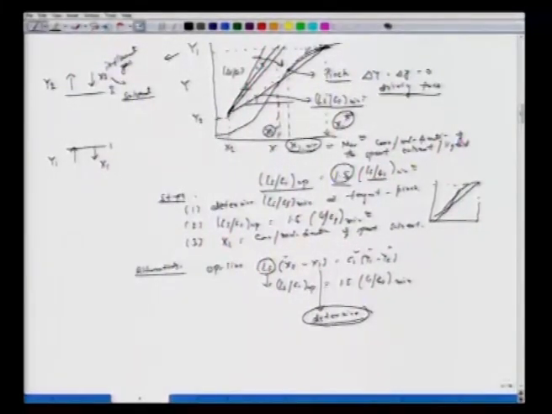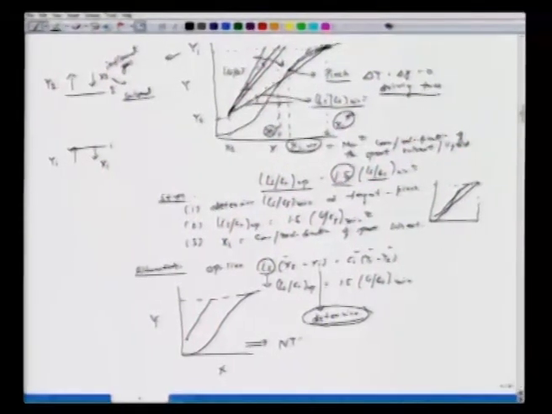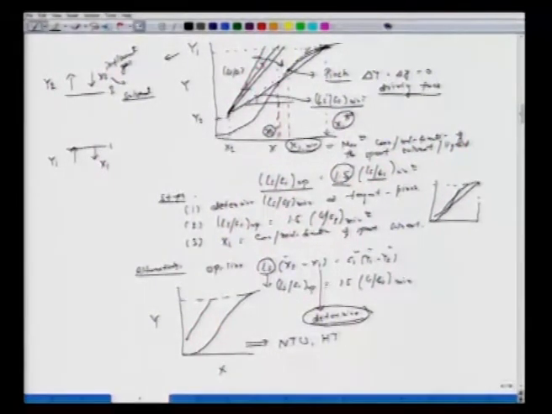Once we have this operating line, y versus x, and the equilibrium curve, we can determine NTU, the height of a transfer unit, and the height of this column. So we end today's lecture right here. Thank you.